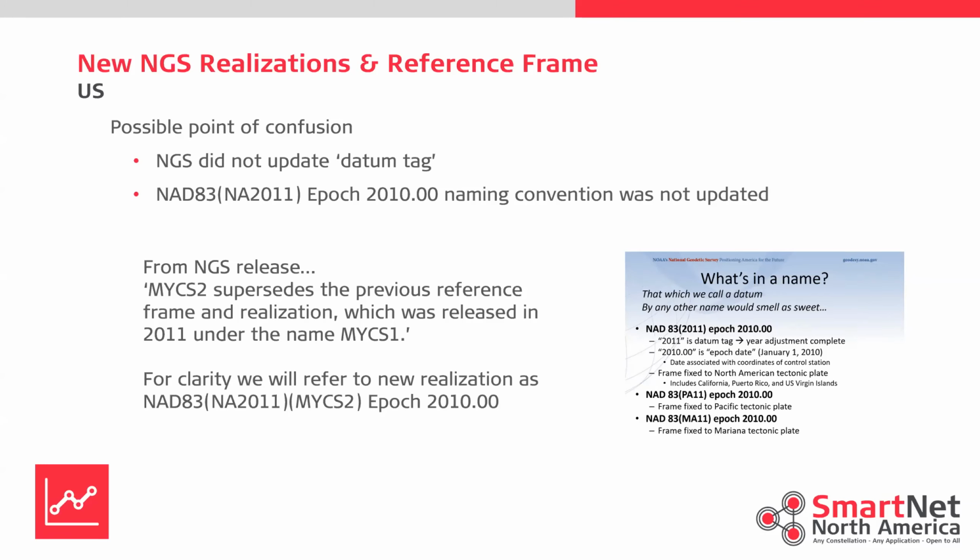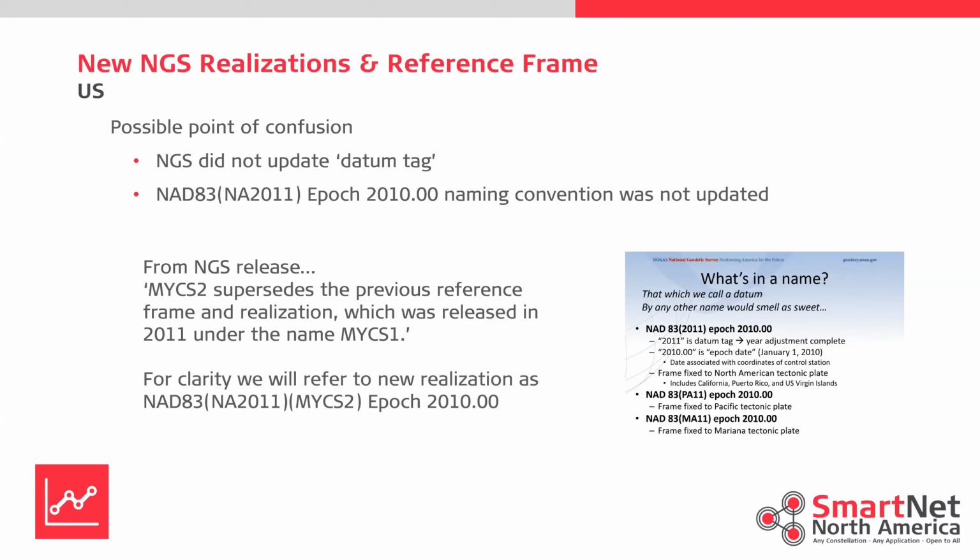So why they did not update the NA 2011 to NA 2018 or NA 2019 when the adjustment was completed, I have no idea. I have asked for clarity several times from NGS on this and have yet to get it. So I'm still waiting on this. As soon as we know, we will post a support article about it, but I do not know why they did not do this.